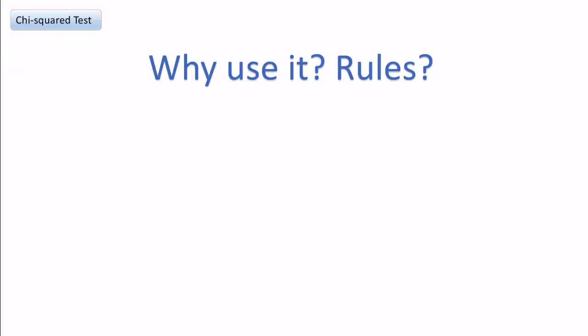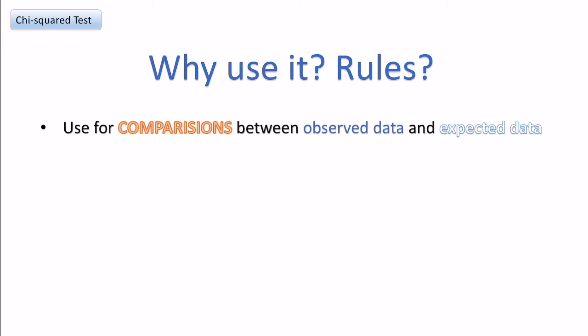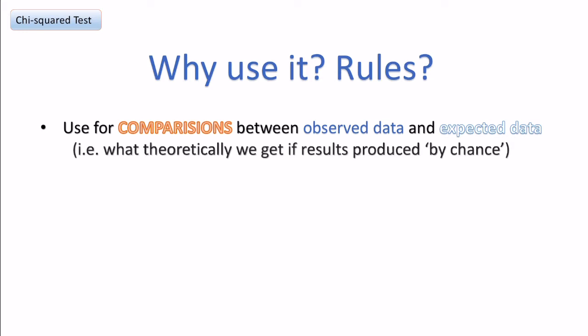So why we would use it and the basic rules: we would use it for comparison. We're looking at observed data, so that would be primary data we collected, and expected data. What I mean by expected data is what theoretically we might get if the results were completely produced by chance. I'll explain that in a little more detail later on.